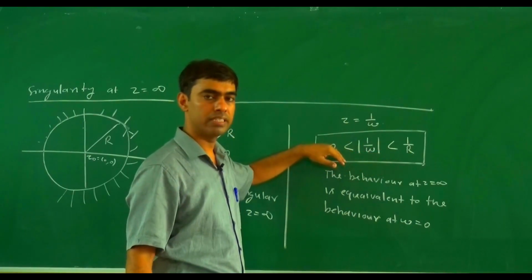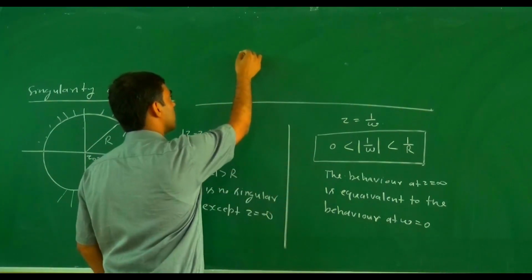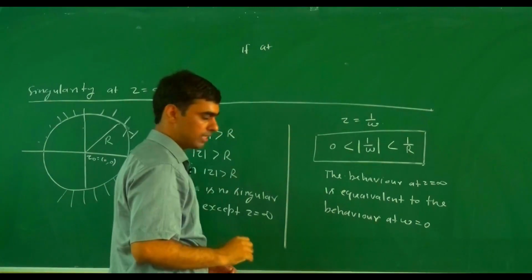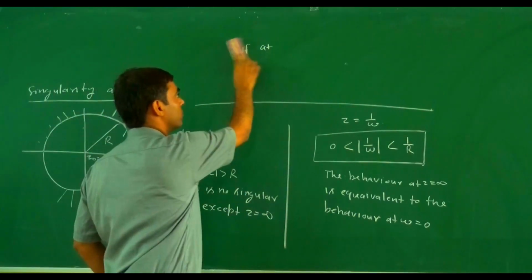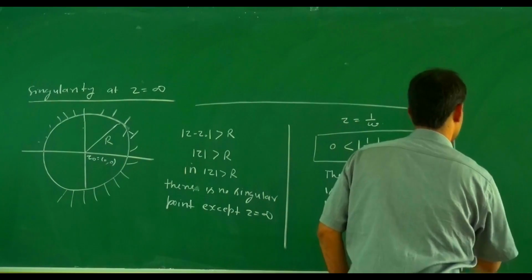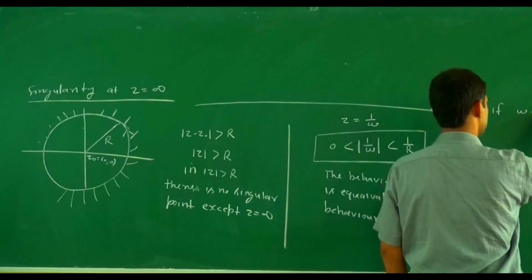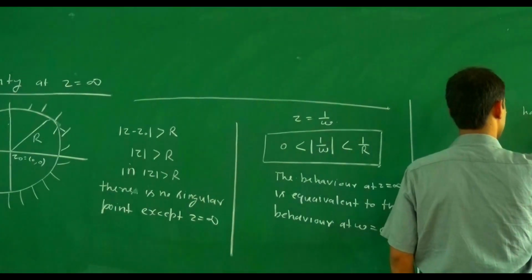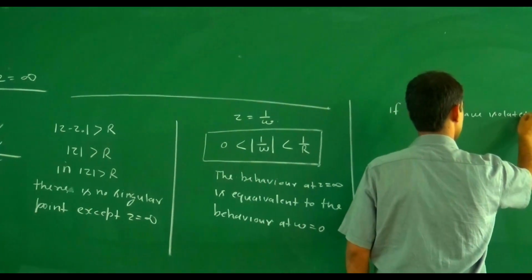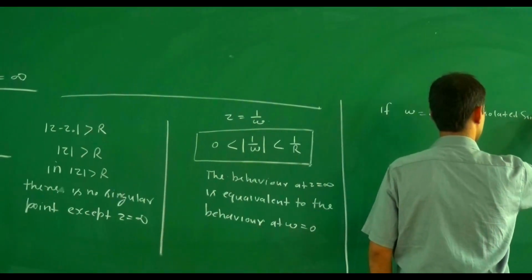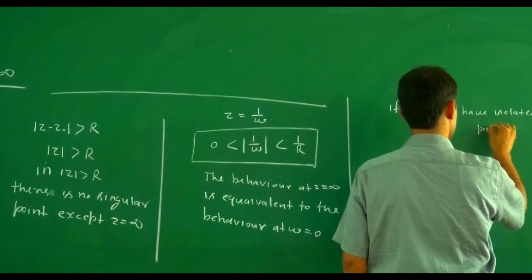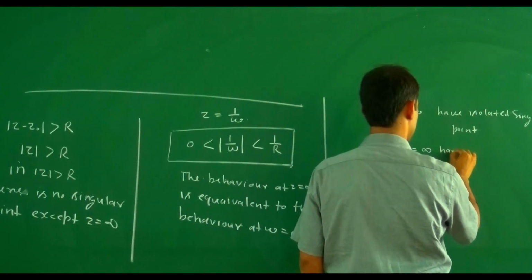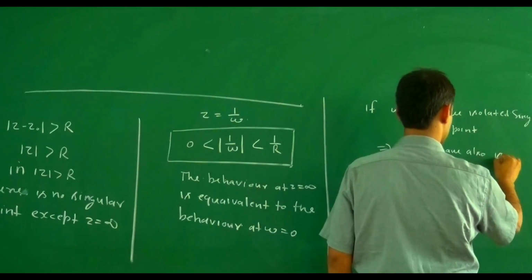In this region only at w equals 0 is the function not analytic. So if w equals 0 is an isolated singular point, then z equal infinity is also an isolated singular point.